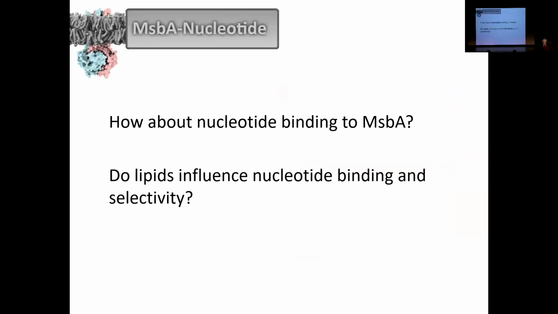In the remainder of my talk, I'm going to focus on nucleotide binding. I mentioned in the beginning that the transporter uses ATP to power conformational changes. You're probably wondering by now, how does ATP bind and how strong is the affinity? Another thing we want to understand is how does nucleotide binding influence binding to lipids? They're both coupled, and we want to understand this at a much higher level.